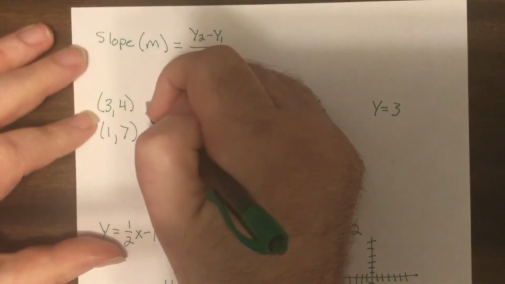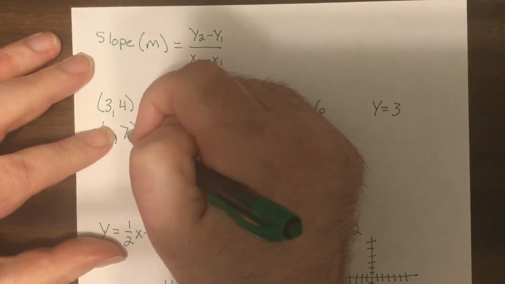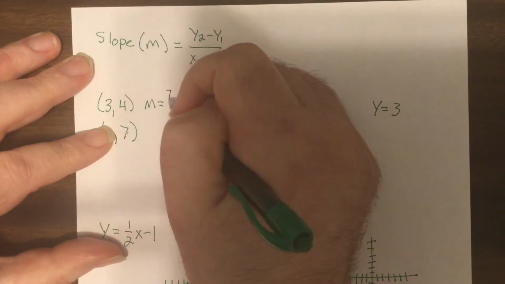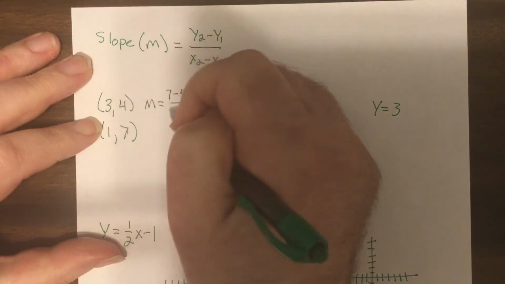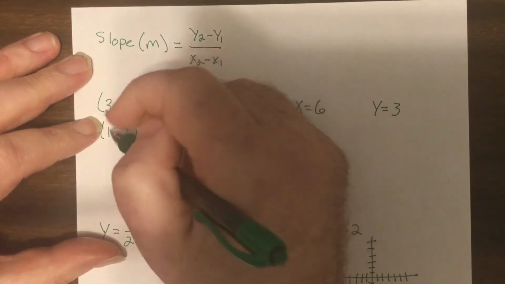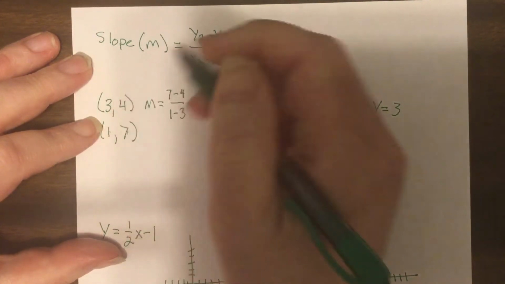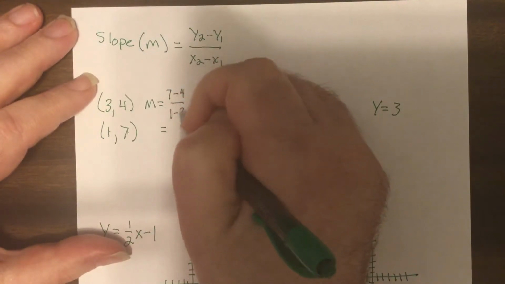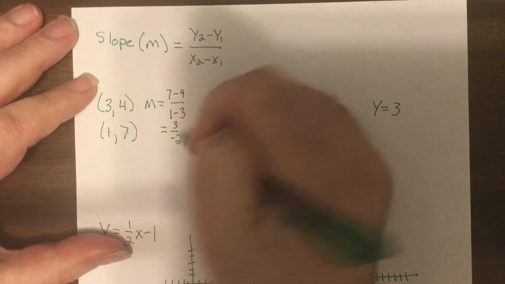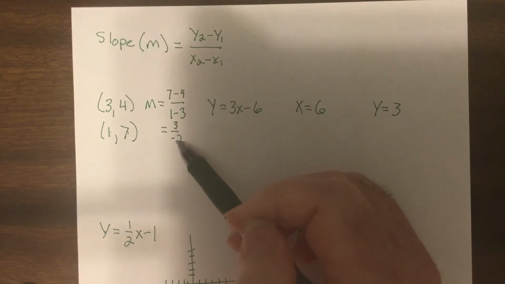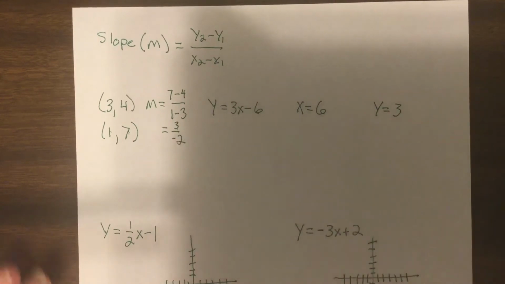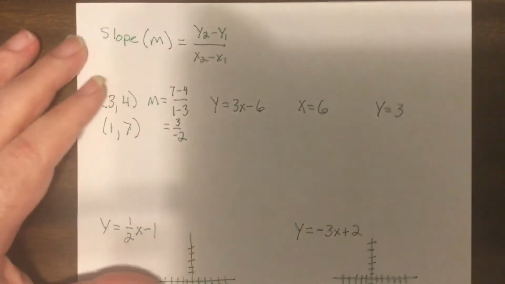So it's change in y. I like to do the bigger y first, don't have to. But if I start with this y on top, I've got to start with this x on the bottom. So I would have 3 over negative 2. That means it goes up, then to the left. Whenever the slope is negative, it's going down to the right. Positive slope is up to the right.